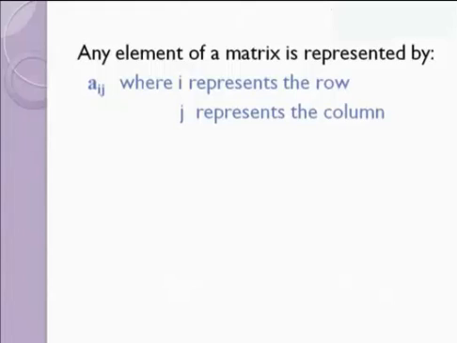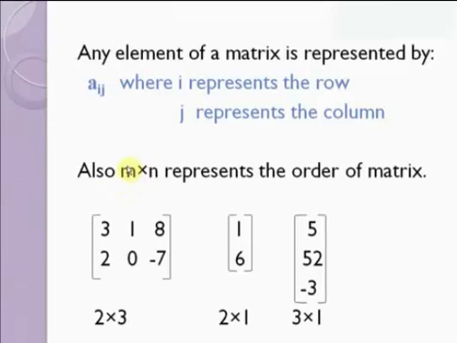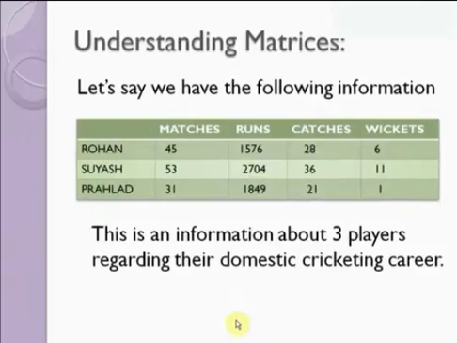Now, any element of a matrix is represented by Aij, where i represents the row and j represents the column. And we have defined that m cross n is nothing but m rows and n columns. So m cross n represents the order of a matrix. Thus we see three examples of matrix. The first is 3, 1, 8, 2, 0, minus 7, and it is a 2 cross 3 matrix because it has got 2 rows and 3 columns. And similarly, this is 1, 6, and it is a 2 cross 1 matrix, and this is a 3 cross 1 matrix.